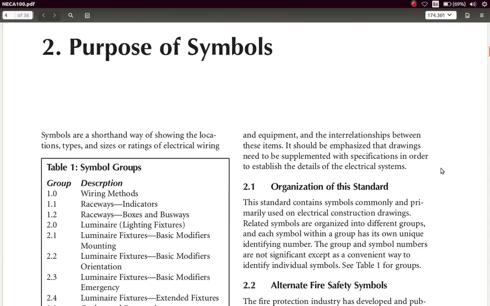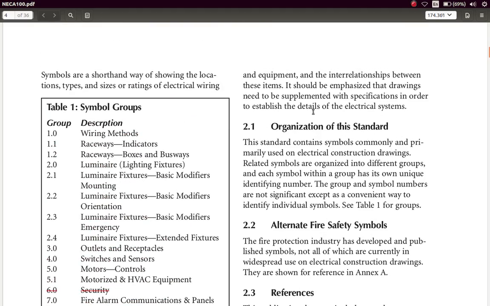Alright. Purpose of symbols. Symbols are a shorthand way of showing the locations, types, and sizes or ratings of electrical wiring and equipment and the interrelation between these items. It should be emphasized that drawings need to be supplemented with specifications in order to establish the details of the electrical systems.